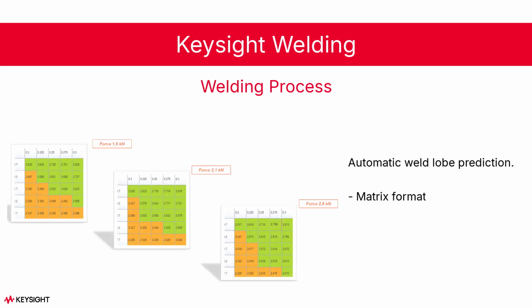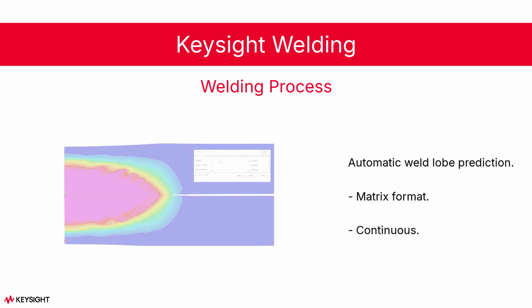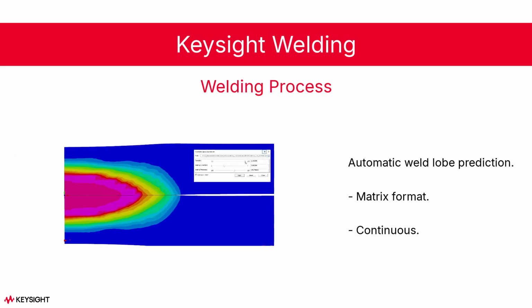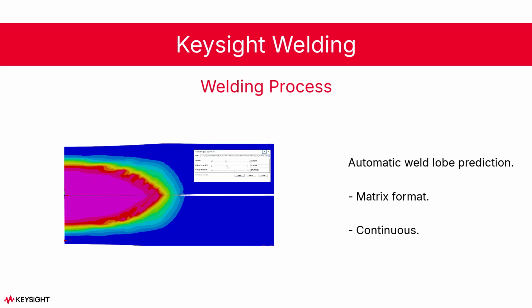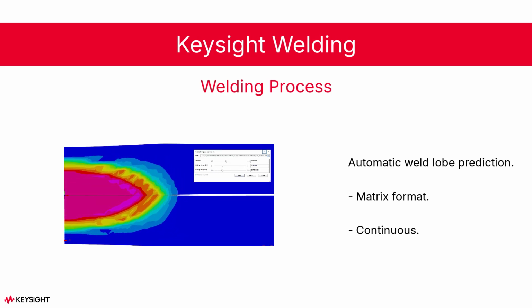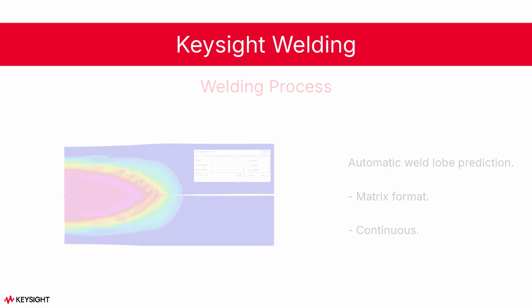Because real-world welding conditions always vary, the software can also perform weld load prediction. This can be done in the classical matrix form, showing, for example, force versus current variations and their influence on nugget size. Alternatively, a continuous weld load can be computed using model order reduction, enabling real-time visualization of how changes in force, current, or time affect the final nugget radius.